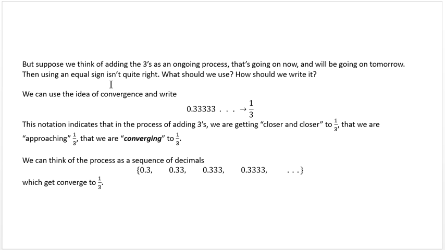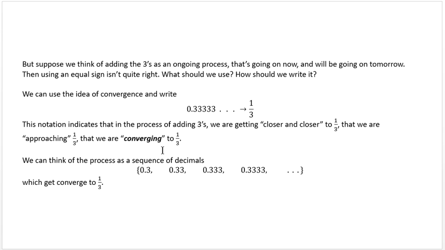This is where the idea of convergence comes in. We could imagine that this, with the dots, is in the process of being completed, we've added a gazillion 3's, but we still have more to add. So we would write that this is getting closer and closer to 1/3. It's approaching 1/3. It's converging to 1/3.